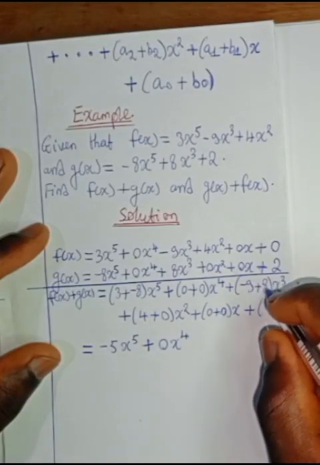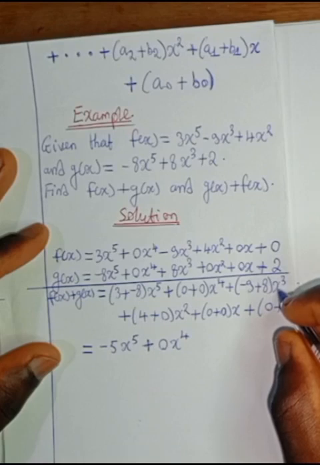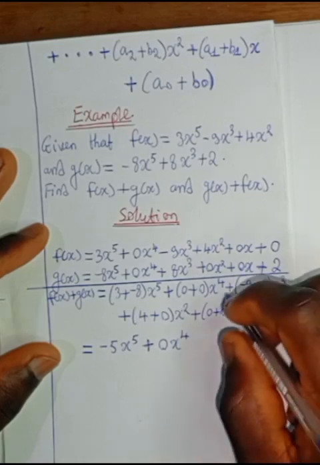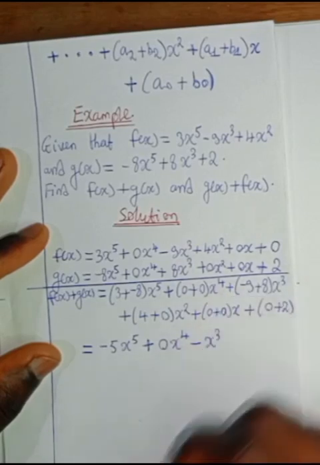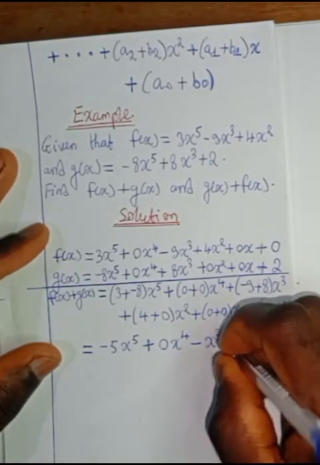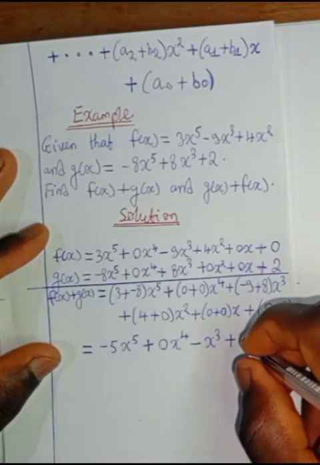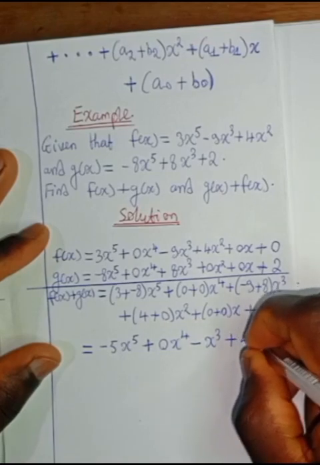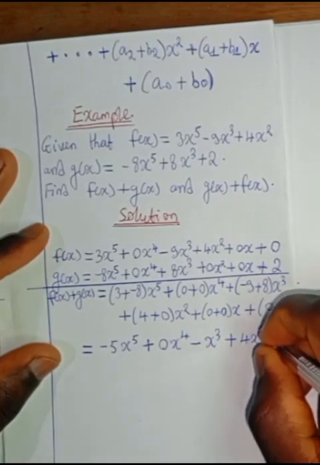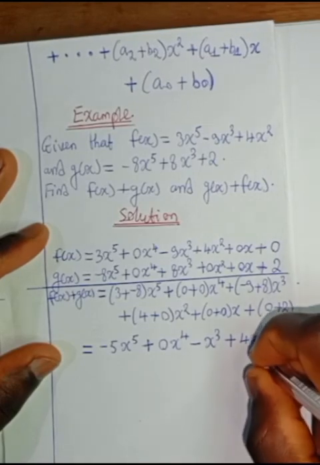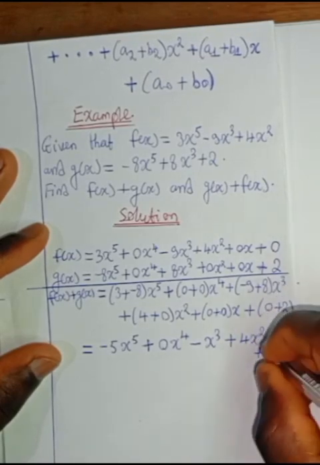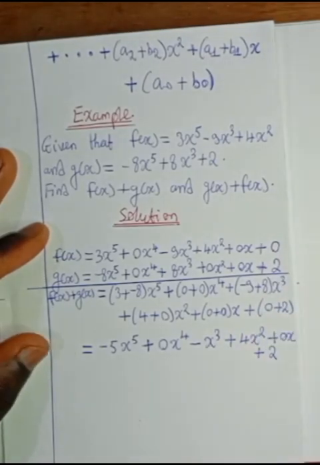Next, negative 9 plus 8 gives us negative 1. Negative 1 times x cubed gives us negative x cubed. Positive, negative will stay, minus x cubed, plus 4 plus 0 remains 4 times x squared, 4x squared, plus 0 plus 0 gives 0x plus 0 plus 2 gives 2.